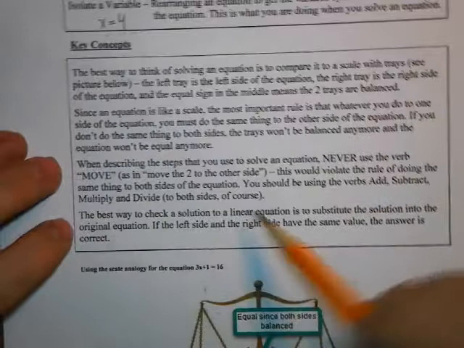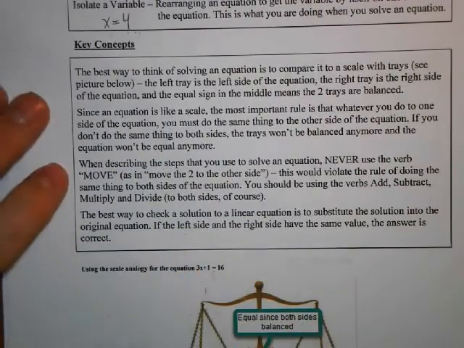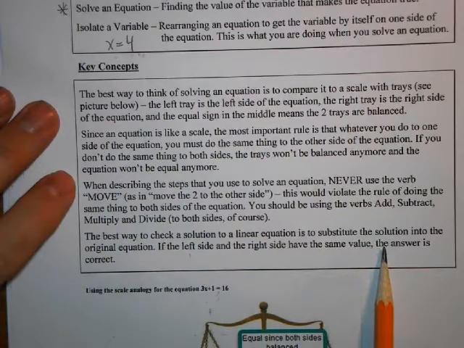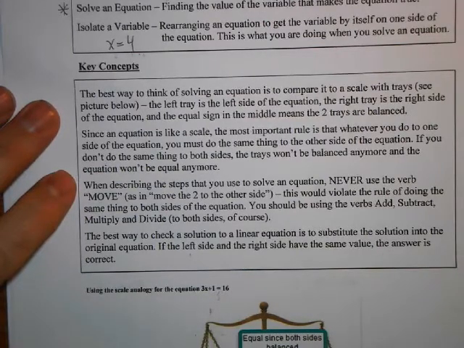So the best way to check a solution to an equation is to substitute the solution into the original equation. And then you figure out what the left side is equal to, what the right side is equal to, and hopefully both sides are the same. If they are the same, that means your answer was correct. If the two sides are different, that means something went wrong. Probably you have the wrong value. Maybe your check was wrong.